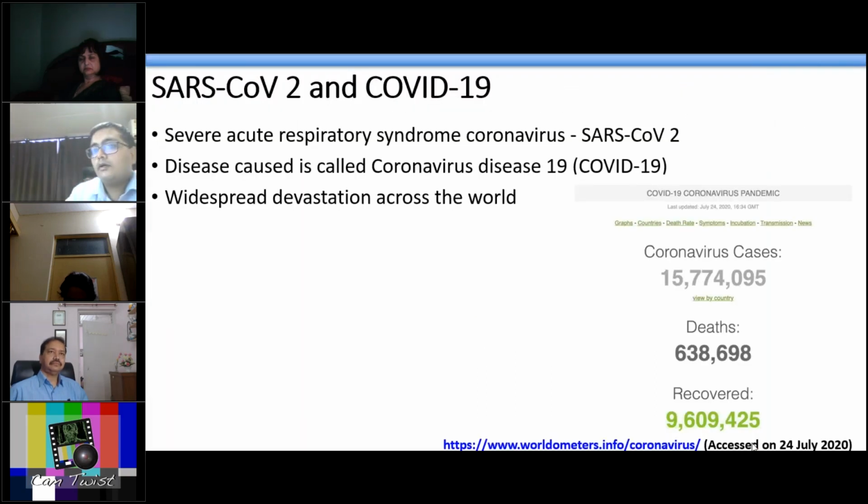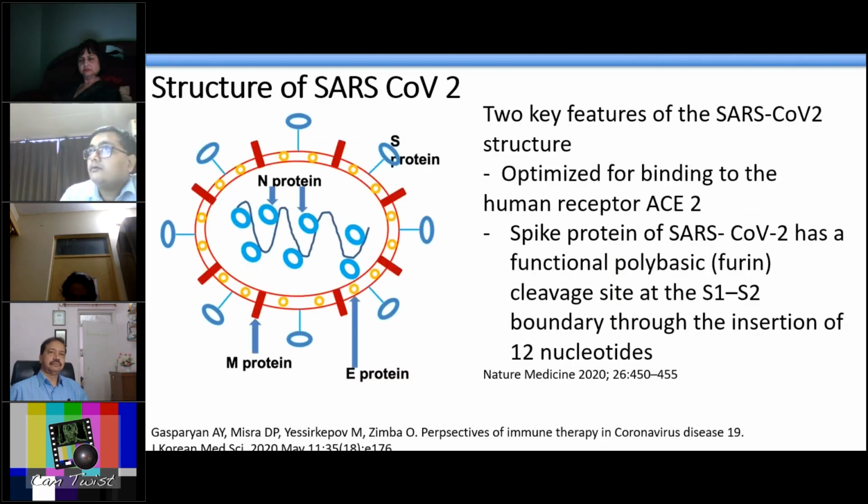We all know that this disease has caused widespread devastation across the world, and previous speakers have already covered the structure of SARS CoV-2. What is important to understand is that there is the nucleocapsid protein, the spike protein, and the M and E proteins. The two key features of SARS CoV-2 structure are that it's optimized for binding to the human ACE2 receptor, and has a functional polybasic furin cleavage site at the S1 S2 boundary of the spike protein. This spike protein will come up multiple times in the discussion, and hence it's important to understand what this is.